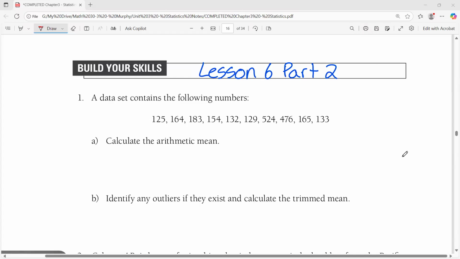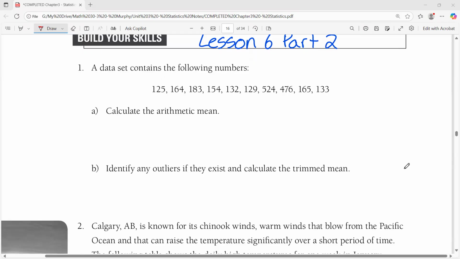This is lesson 6, part 2 of statistics, and we're looking at trimmed means and getting rid of outliers. Okay, so we've got a data set here. Calculate the mean. Now the first thing we're going to have to do, because we're going to have to do the trimmed mean, is order these from lowest to highest.